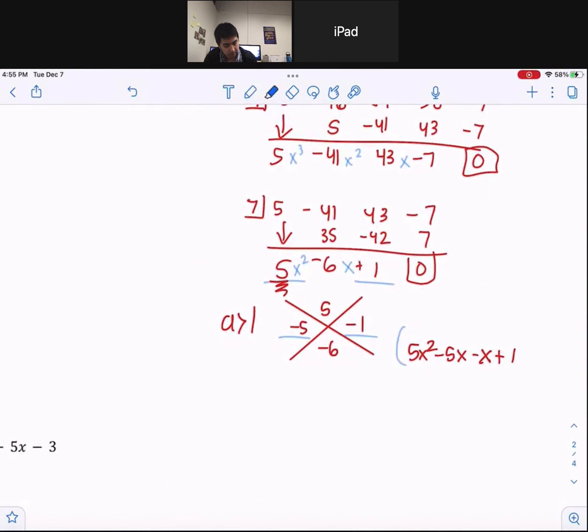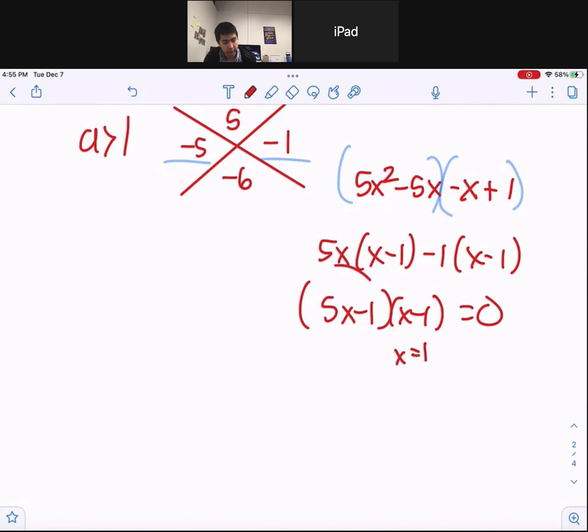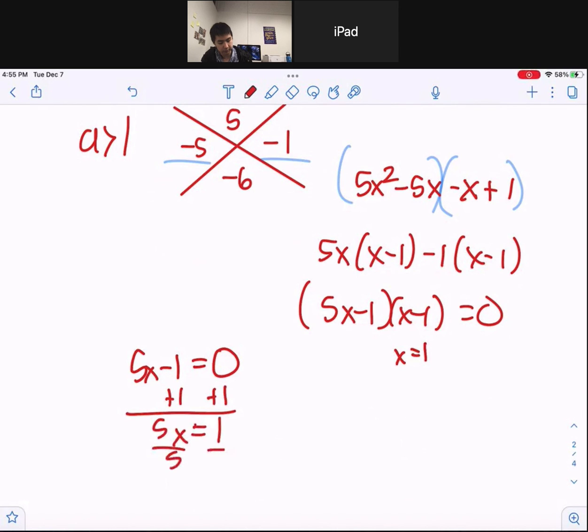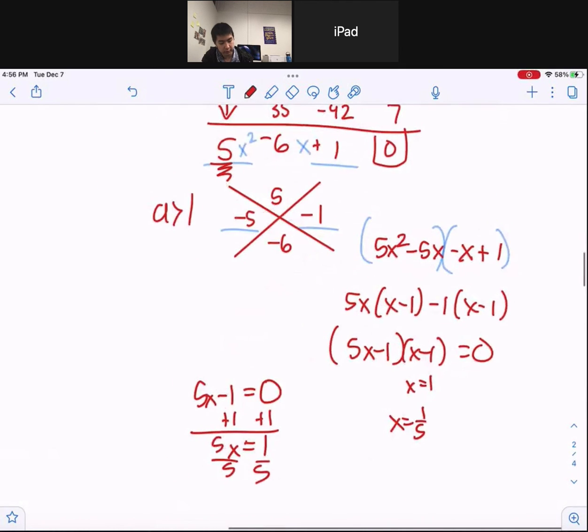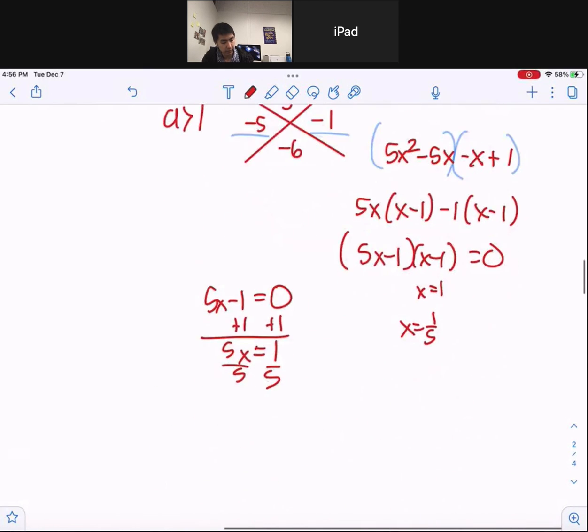Factor. And you factor out a 5x to get x minus 1, factor out a negative 1 to get x minus 1. 5x minus 1 times x minus 1 equals 0. So our remaining zeros are x equals 1 here. That one, if you don't know that's 1/5, then just equate that to 0 so that you can solve for x. So x equals 1, 1/5, and don't forget the zeros that we found earlier, right? X is also equal to another 1, and x is also equal to 7.